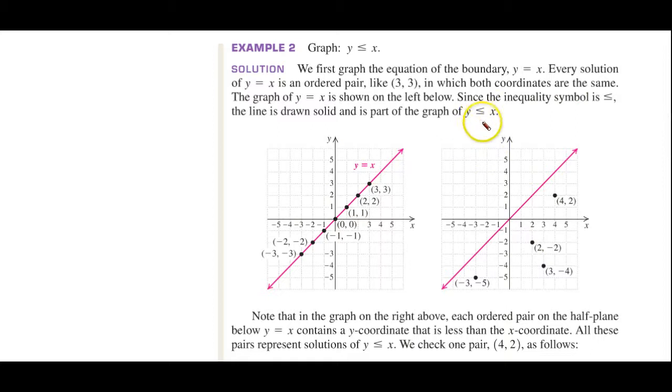Now, suppose you don't know that rule of thumb. Well, then what you do is use a trial point. For instance, if I use this point, 4, 2, where x is 4 and y is 2, is that a true statement? And the answer is yes, that is true. So you would shade where your trial point is true. So we're going to have a couple of ways to show this. All right, let's continue.